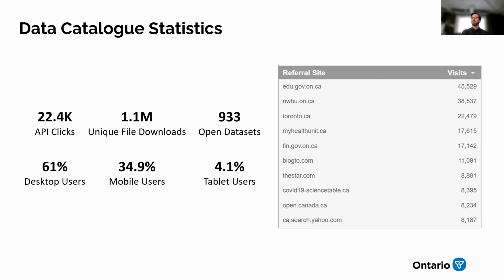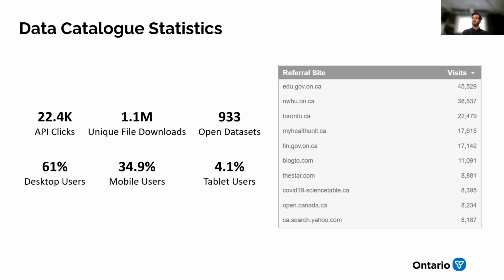And we've also broken down the user statistics. 61% of our users use desktop, 34.9% of them use mobile, and about 4.1% of them use tablet. On the right-hand side, there are also referral sites. So you can see these are some of the sites that our users are first on, and then this is how they navigate to the data catalog.